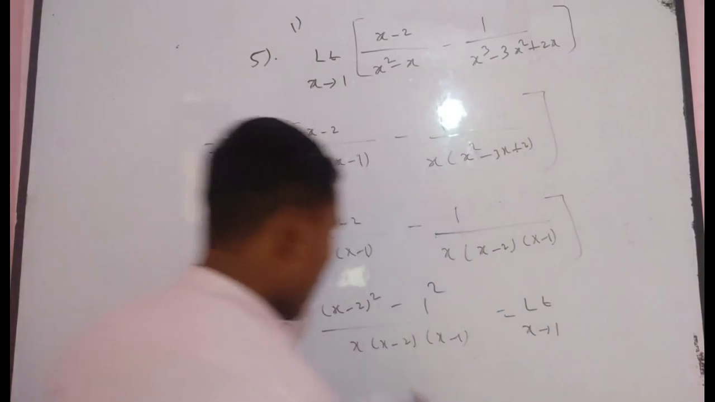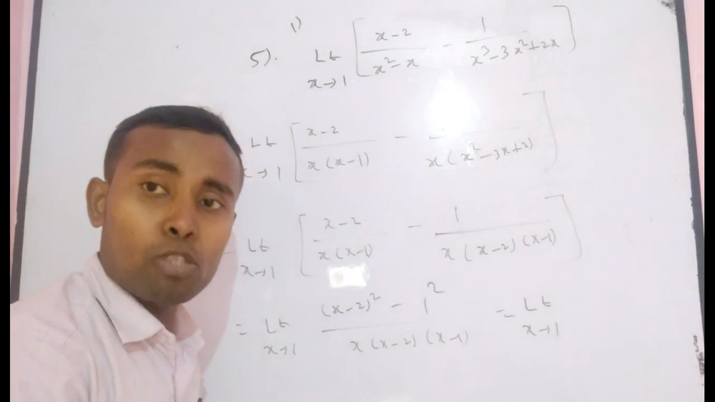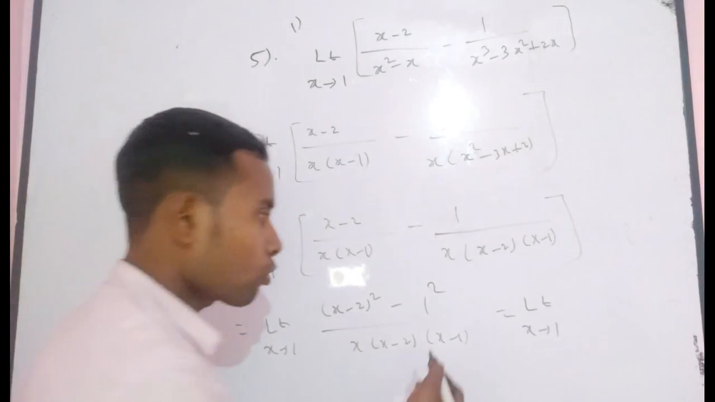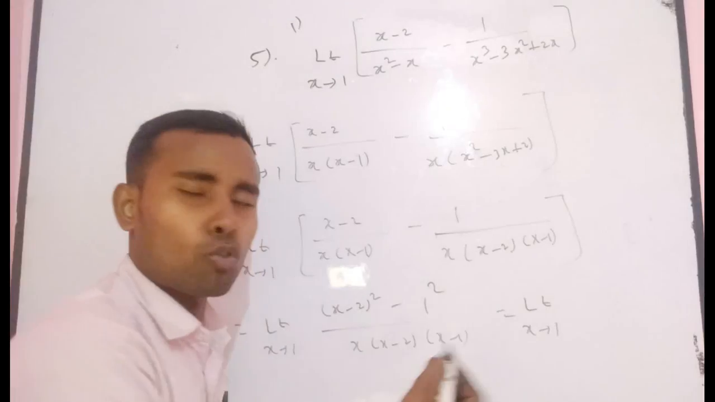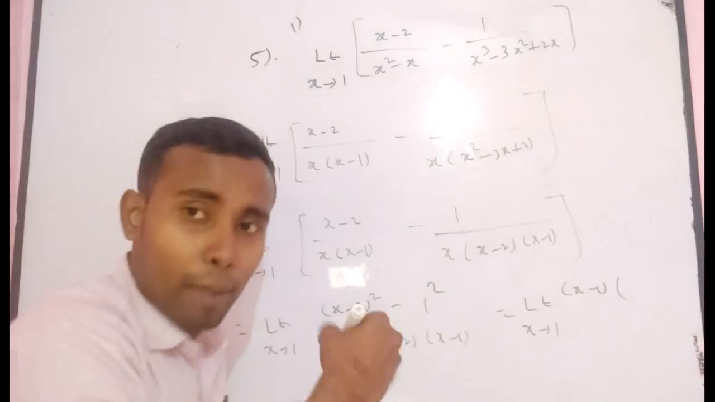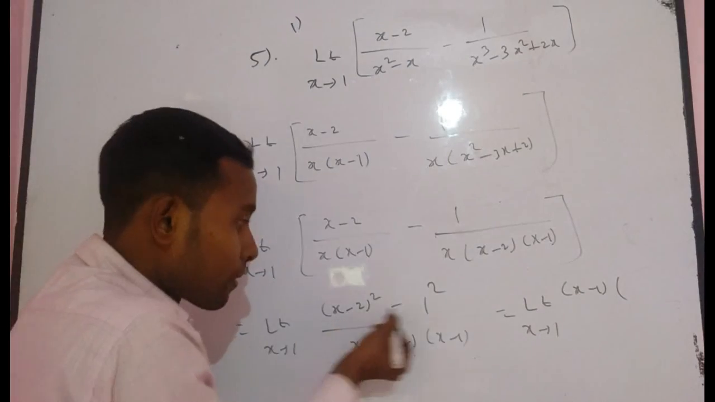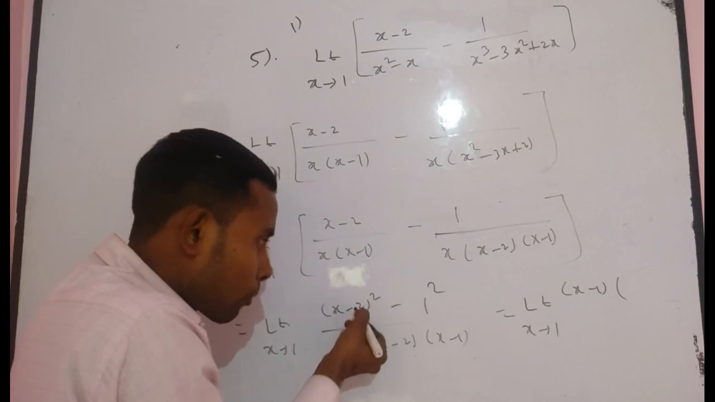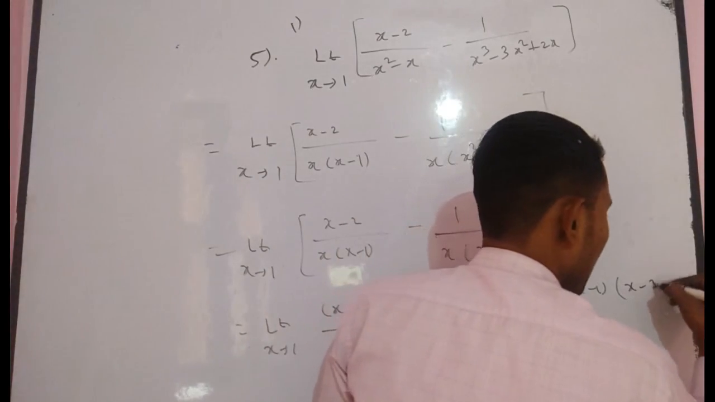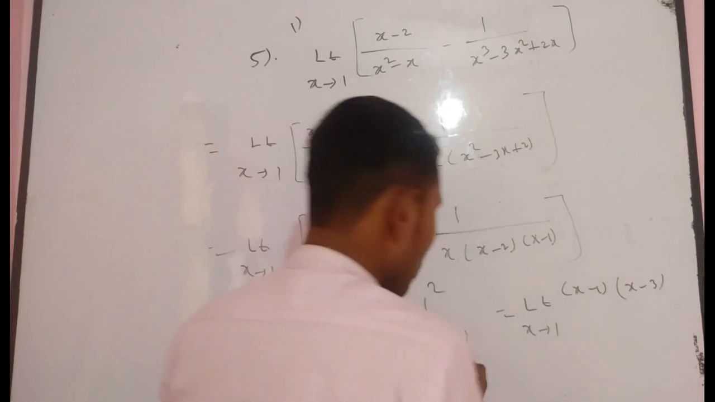Now you have to again take limit x tends to 1. Here it is a square minus b square. a square minus b square is equal to what? a plus b into a minus b. So can you write a plus b, that means x minus 2 plus 1, that means x minus 1, into x minus 2 minus 1, that means you have to subtract 1 from this term. If you subtract 1 from this term, you get x minus 3, because x minus 2 minus 1 is x minus 3. In the denominator, you get x into x minus 2 into x minus 1.